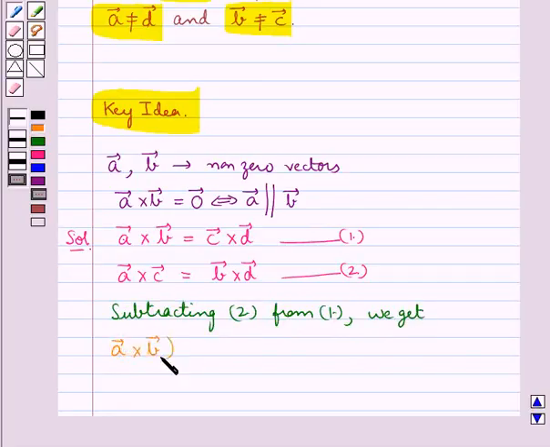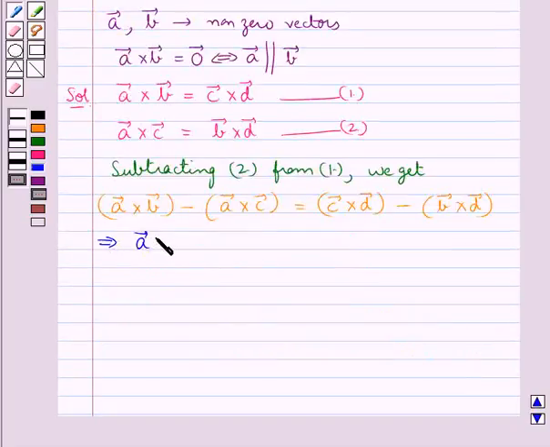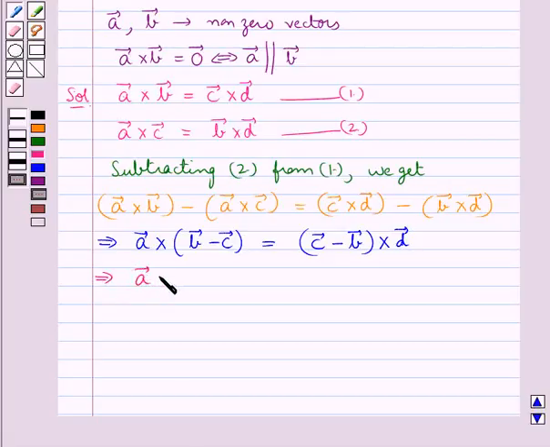vector A cross vector B minus vector A cross vector C is equal to vector C cross vector D minus vector B cross vector D. So this further gives us vector A cross vector B minus vector C the whole is equal to vector C minus vector B the whole cross vector D. So now we have vector A cross vector B minus vector C the whole minus vector C minus vector B the whole cross vector D is equal to zero vector.